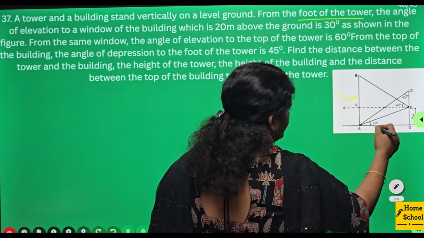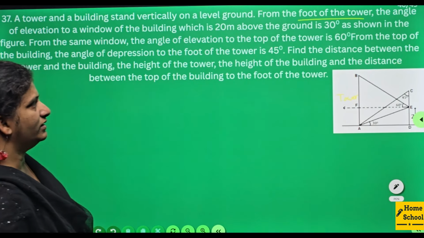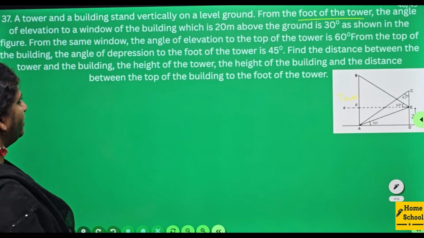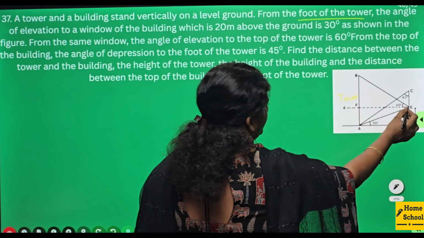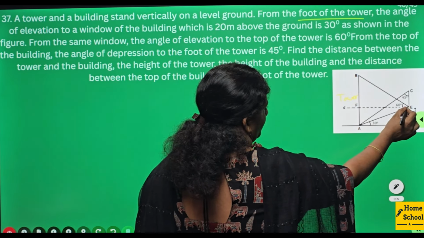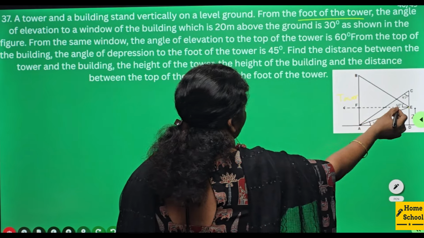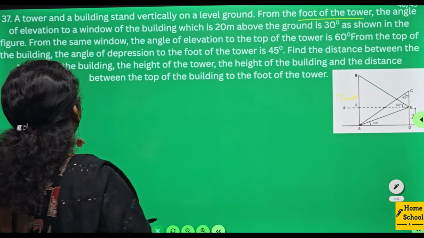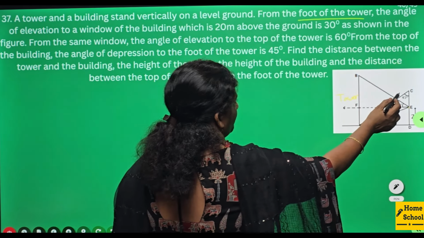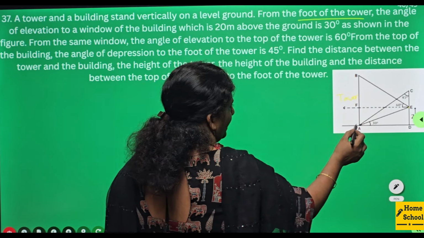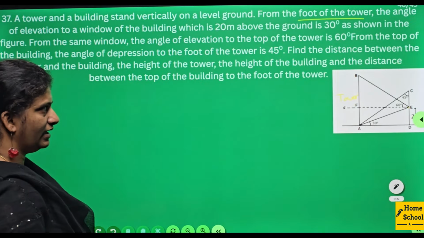The window elevation is 30 degrees and the building height is 20 meters. As shown in the figure, from the same window, the angle of elevation to the top of the tower is 60 degrees. Here there is a window. From the top of the building, the angle of depression to the foot of the tower is 45 degrees.